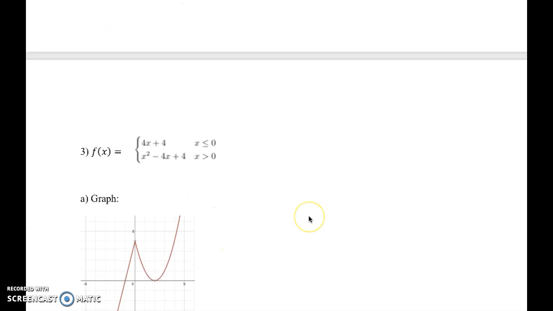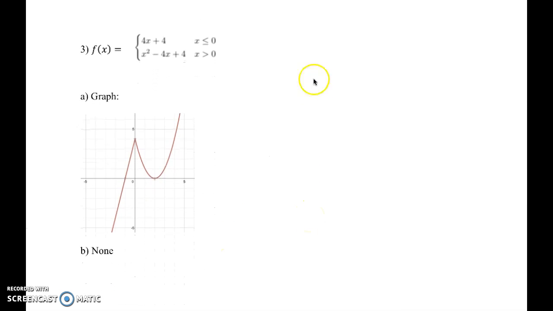If we look at another example, here we have a two-piece piecewise function. We have 4x plus 4 when x is less than or equal to 0, and a quadratic, x squared minus 4x plus 4, when x is greater than 0. Because we have the overlap of the less than or equal to and greater than at the exact same point, there are no discontinuities. Our limit matches as it approaches that point 0.